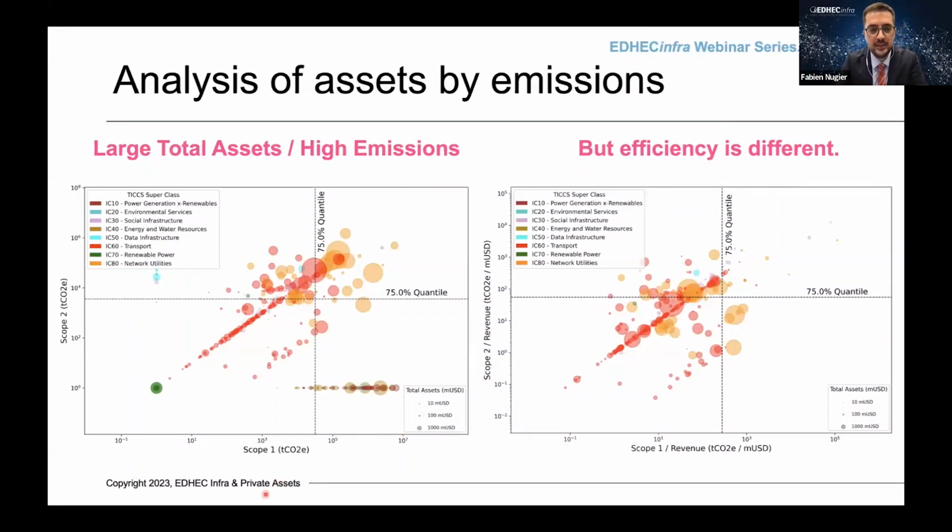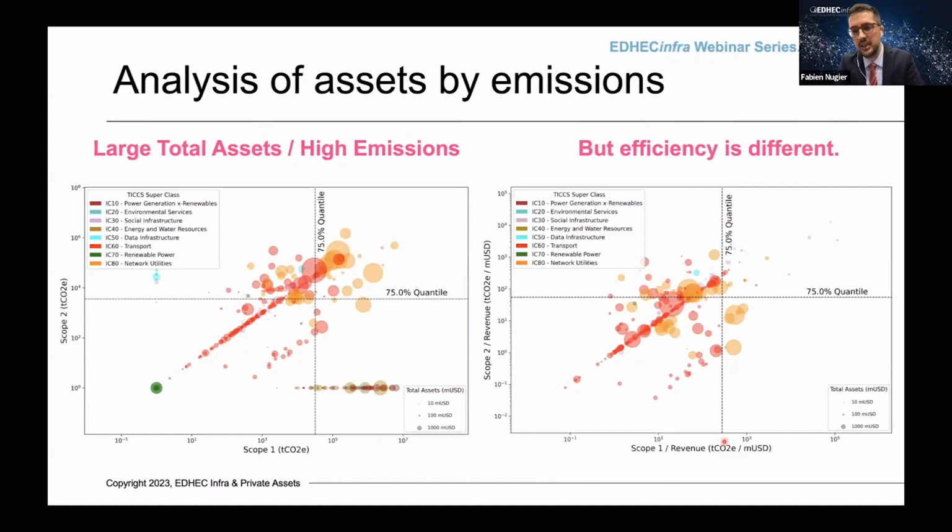So what we have here is scope 1 emissions on the left versus scope 2 emissions. And what you see is there is generally a correlation between scope 1 and scope 2 emissions. And while there's a few of them, like I already mentioned, which have no scope 2 emissions or no scope 1 emissions, and renewables don't have any of these. And what you see here is that the size of the bubbles represents the total assets. So what you see is that the largest assets usually have the most scope 2 emissions and scope 1 emissions.